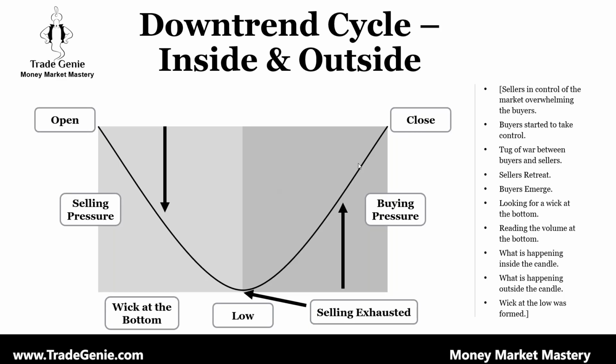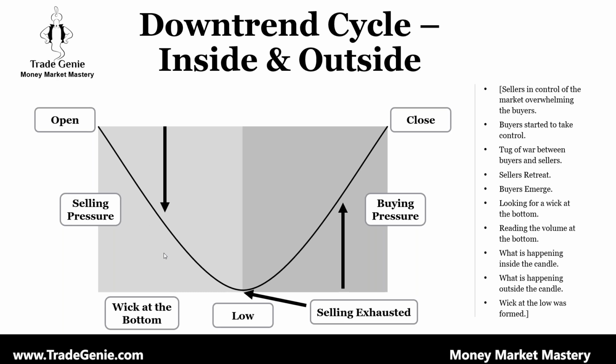Now this is another way of looking at it, which is a downtrend cycle, inside and outside. Sometimes the stock is under pressure and it's selling, it is going down. So this is where the stock opened and it started to move down. It's coming down, down, down, and then it makes a low. So here is the selling pressure, and that is why the stock did this, right? Because it has selling pressure. There are more sellers than buyers, so it's just coming down.